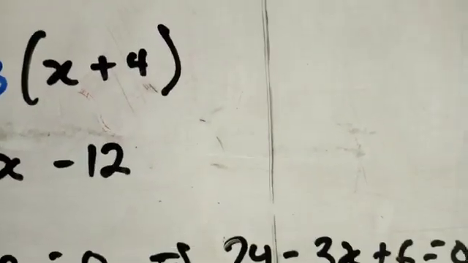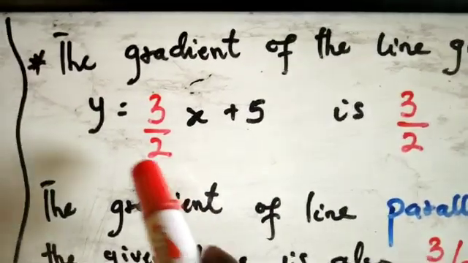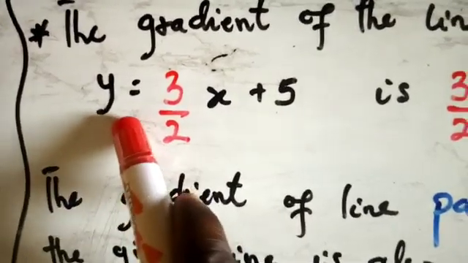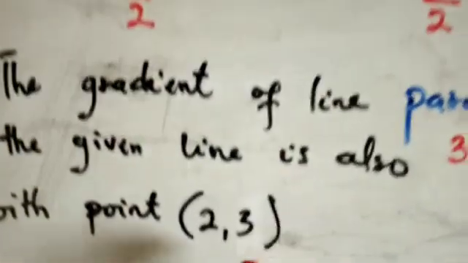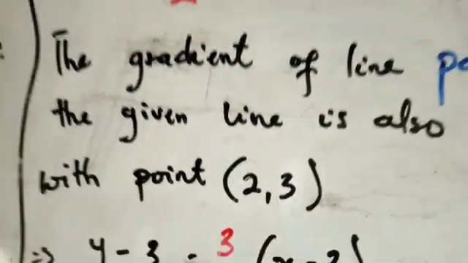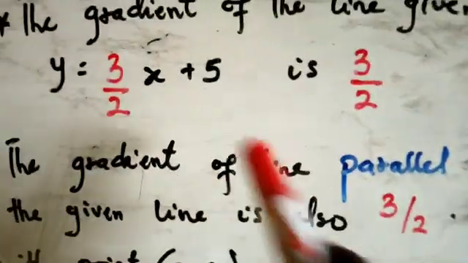Now here's another type of equation that says you should find the equation of the line given this information. Here we are giving you the equation of the line to be y equals 3 over 2x plus 5, and then we are giving another point to be 2, 3, and they are asking you to find the equation of a line that is parallel to this one.